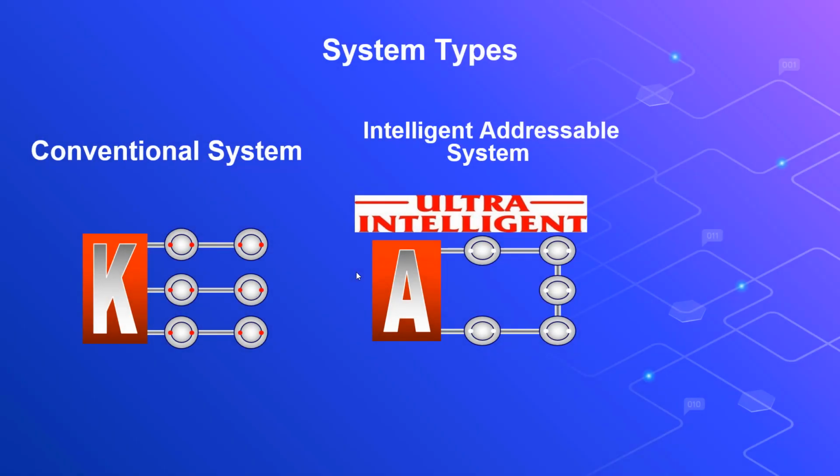Let's start with system types. We have two system types in fire alarm and detection systems. We have conventional system and intelligent addressable system.